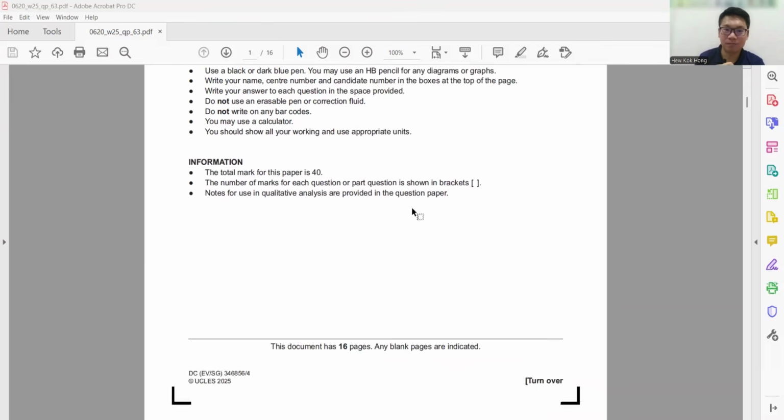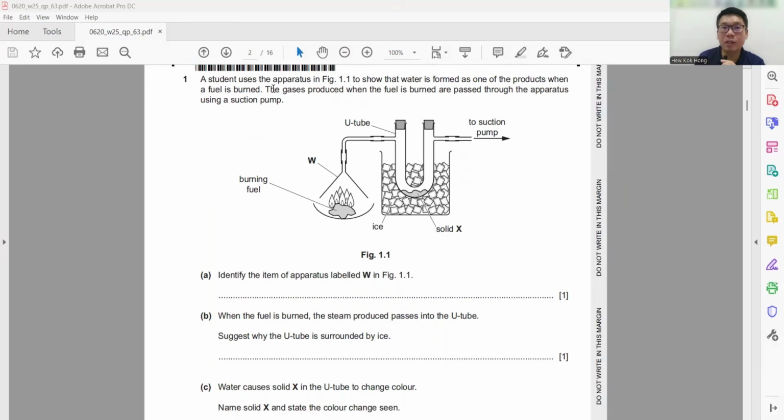Let's go. Question 1. A student uses the apparatus in figure 1.1 to show that water is formed as one of the products when a fuel is burned. The gases produced when the fuel is burned pass through the apparatus using a suction pump. We want to collect water.